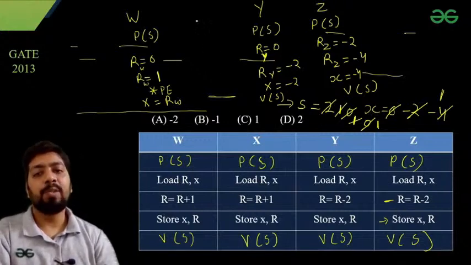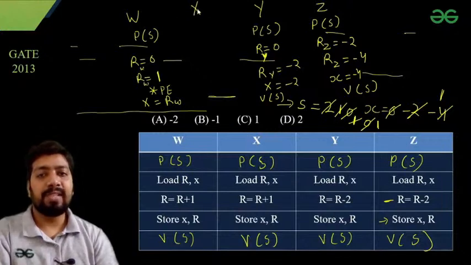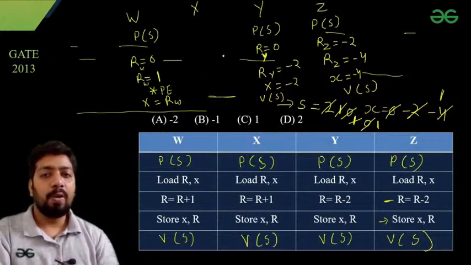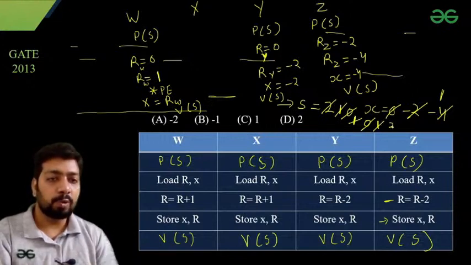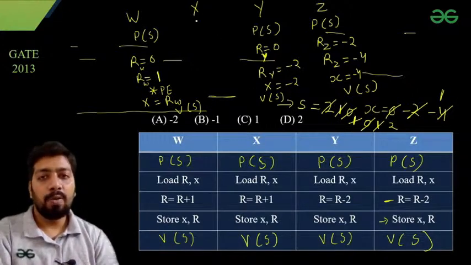And after W, suppose process X will get the CPU. But before X gets the CPU, W will perform the V of S operation. So the value of the semaphore goes to 2 now. Now process X will get the CPU and it will perform the P of S.